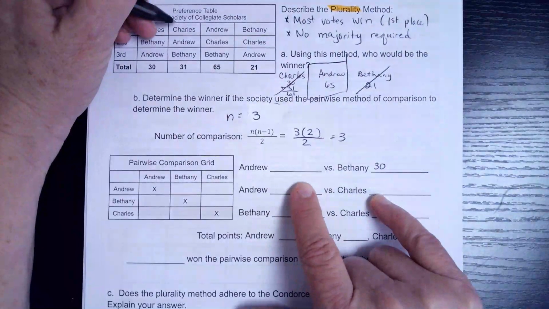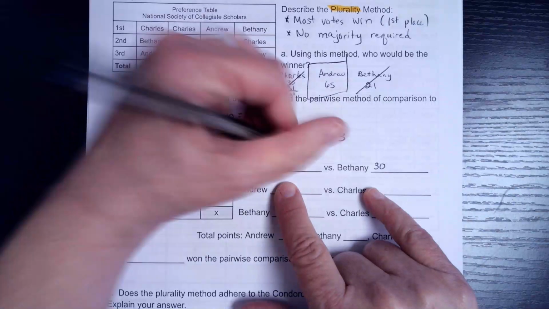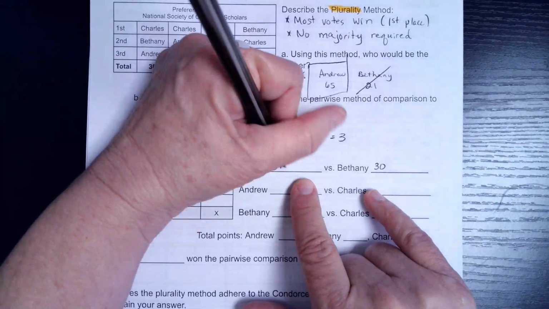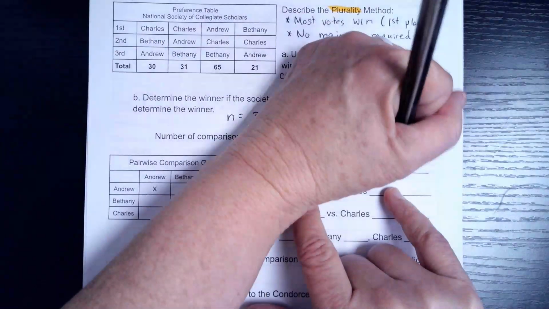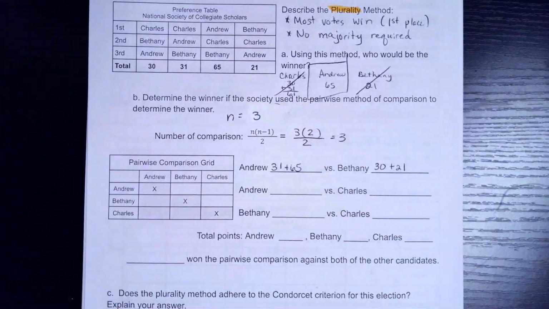Next column, Andrew versus Bethany. Who gets the 31 votes? Andrew. Next column, who gets the 65 votes? Andrew. Next column, who gets the 21 votes? Bethany. Okay. Do you even need to add to declare the winner here?